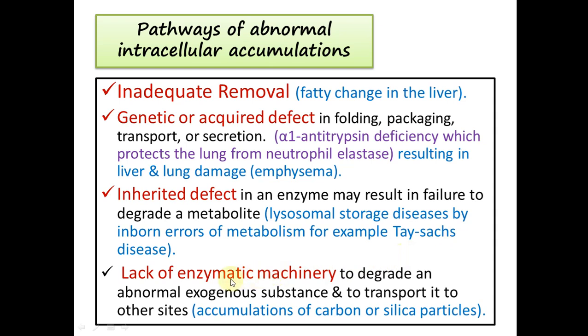Sometimes the cell may lack the enzymatic machinery to degrade a particular substance, and due to lack of this enzymatic machinery, that particular substance cannot be degraded or metabolized. And the examples are the exogenous substances, for example, the accumulation of carbon and silica particles that lead to abnormal deposition of carbon in the form of anthracosis or silicosis. So in this situation, the cell doesn't have the enzymatic machinery to degrade, to break down, or to transport carbon or the silica.